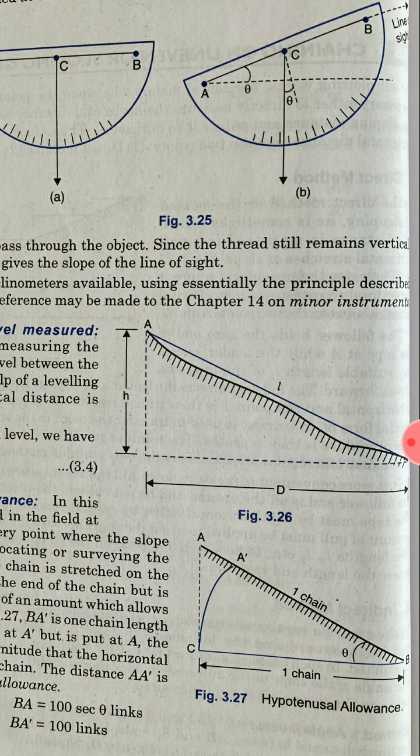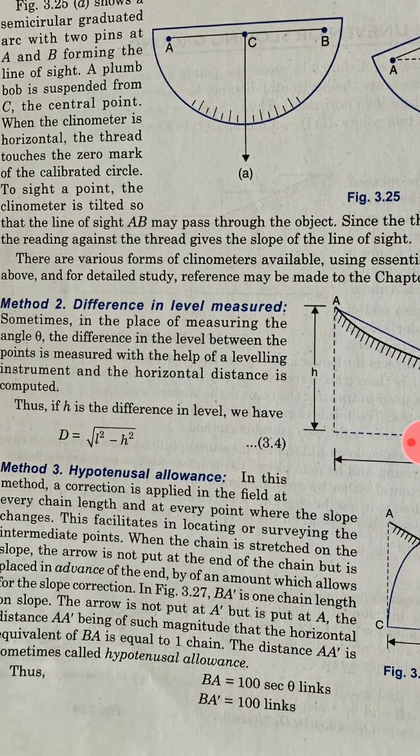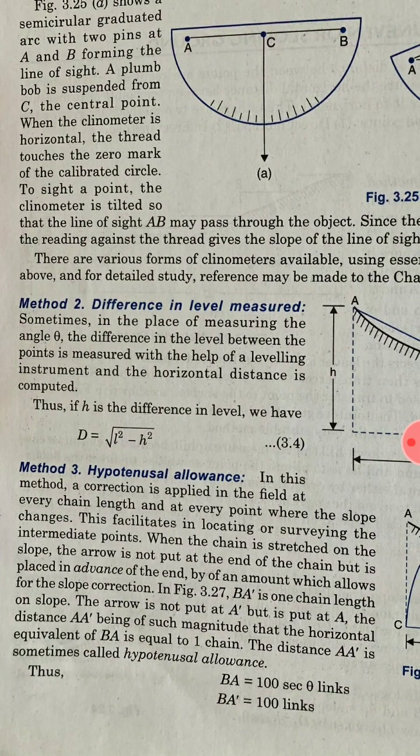Here, if I stretch the tape on inclined ground, it will end at B to A, correct? But actually it has to end at A dash, but it will end at A. So this correction A dash is called the hypotenusal allowance. See here, hypotenusal allowance. Read it here.